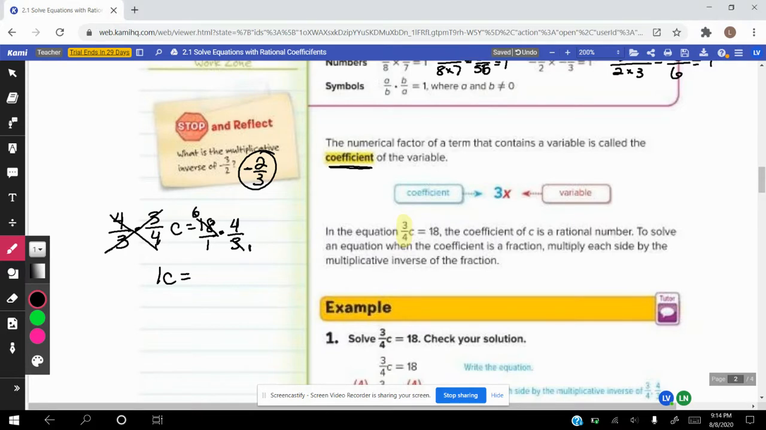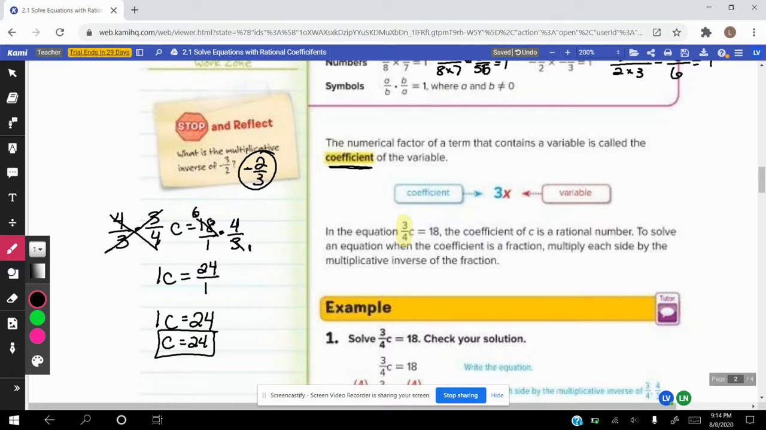Now I'm going to multiply across. 6 times 4, 24. Divided by 1 times 1, which is 1. So 1c equals 24 divided by 1, which is simplified to 24. Another way to write this is c equals 24. You don't have to have that 1 out in front, because this indicates that you have at least one c. So your answer would be c equals 24.